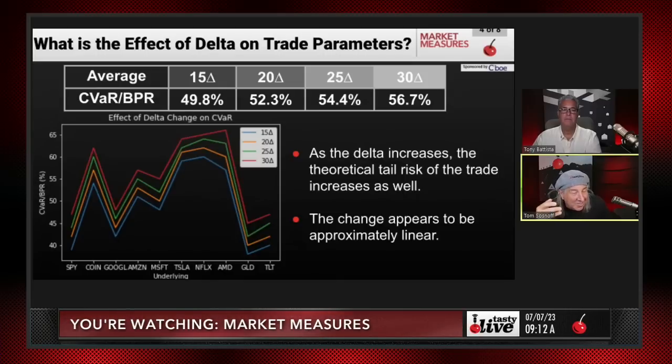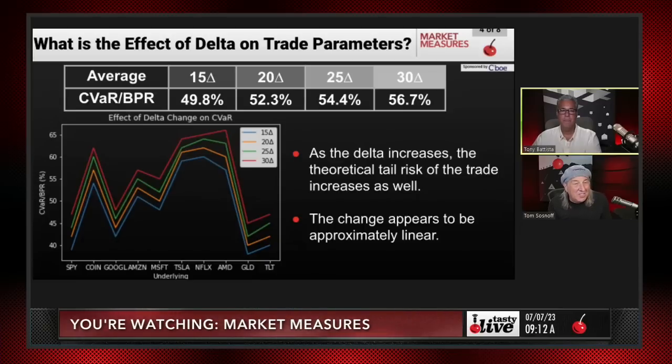In this case, we wrote the change appears to be linear because each number is about $2 off the other number. Just showing you for visual purposes how efficient markets are. You move up 5 deltas, it's basically a 2% move in CVaR and buying power. You move up 5 more deltas, it's another 2% move in CVaR and buying power. That's the linear impact. Let's go to the next slide.